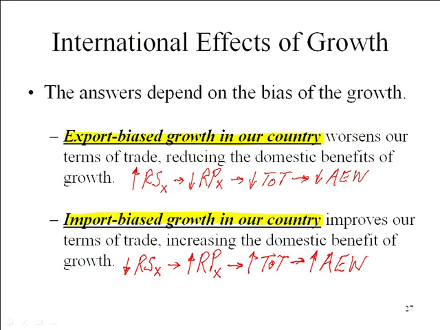So as an example, think about China over the last 10 or 15 years. China has grown very rapidly, averaging roughly 10% growth per year for the last 10 or 15 years, and their growth has been predominantly export biased.